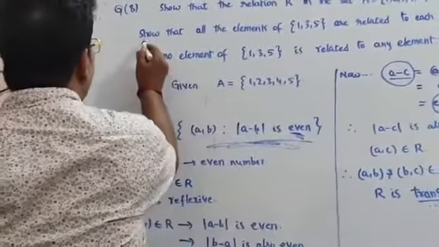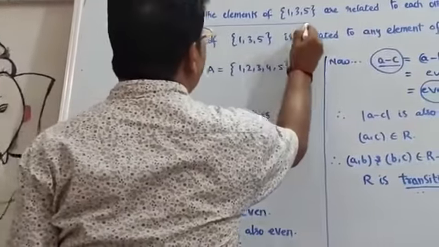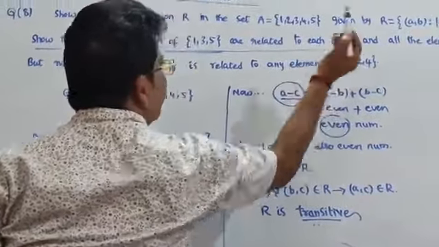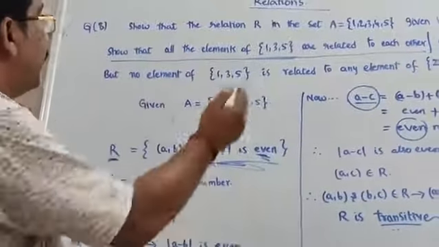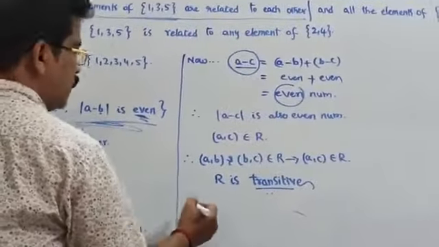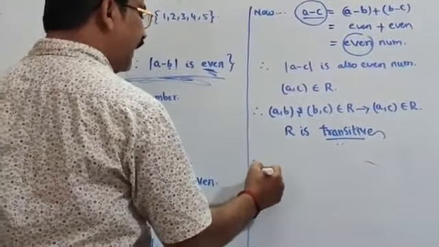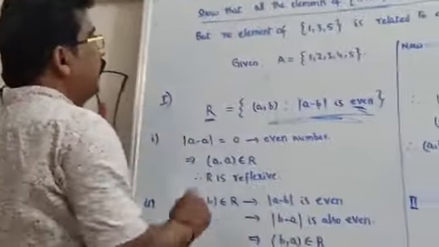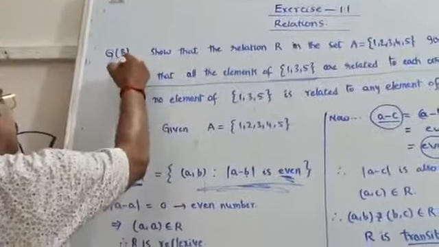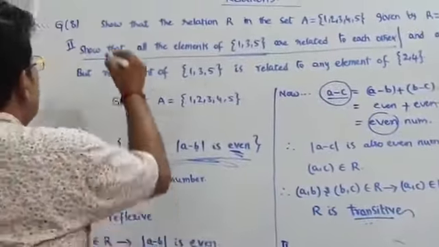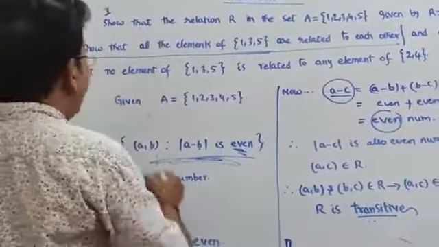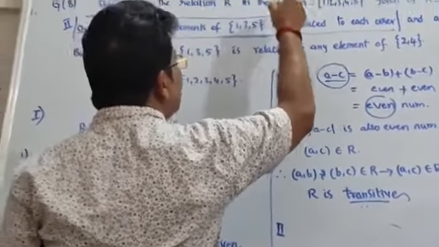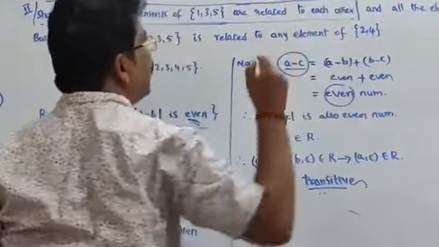Next, second part: show that all the elements of the set {1, 3, 5} are related to each other. This is the second question. The first part is over. Next will be the second part. Show that all the elements of the set {1, 3, 5} are related to each other.